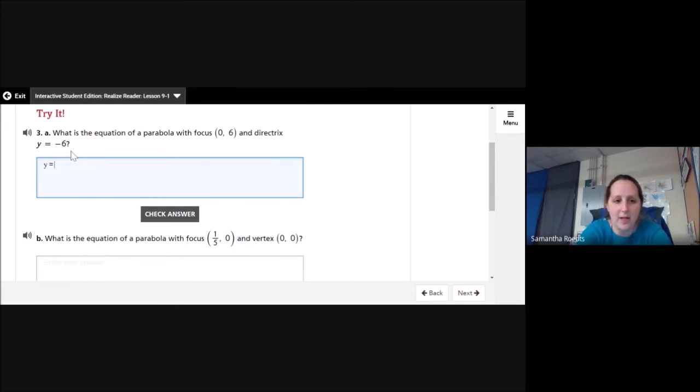So this is y equals ax squared, which is really y equals 1 over 4c x squared. So my focus is 6, so that's what c is. c equals 6. So I can just solve. y equals 1 over 4 times 6 x squared. So that gives me y equals 1/24 x squared.